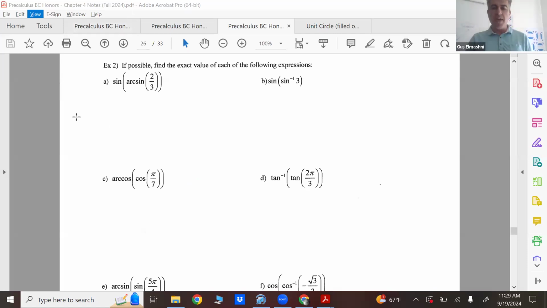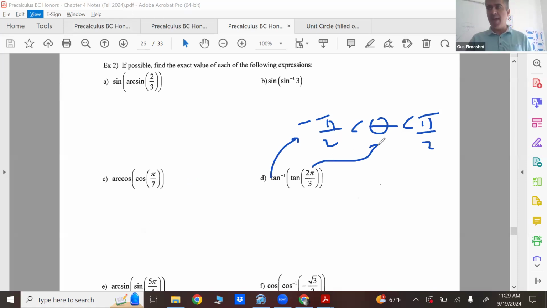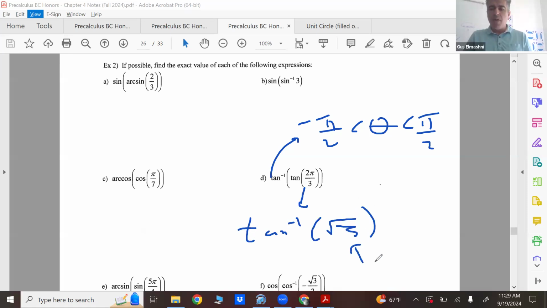What's the default range for inverse tan? From -pi/2 to pi/2, non-inclusive. So your angle has to be between those. 2pi/3 does not fit in that. Not at all. But do I know what it is? Sure, I know my unit circle. So second quadrant, that should be negative root 3. Now, on the unit circle, isn't tangent y over x?